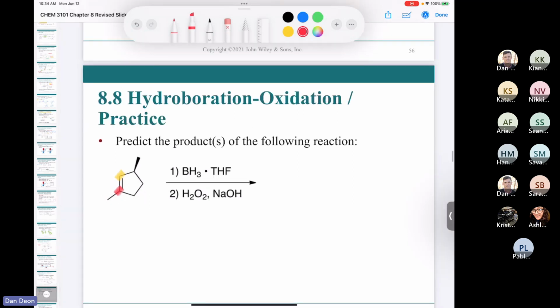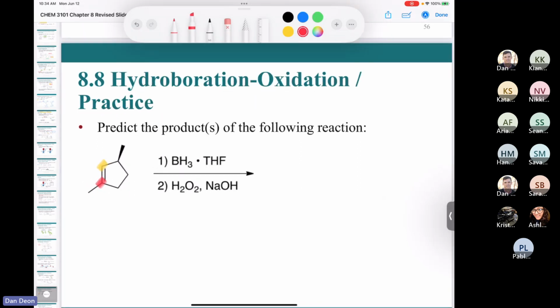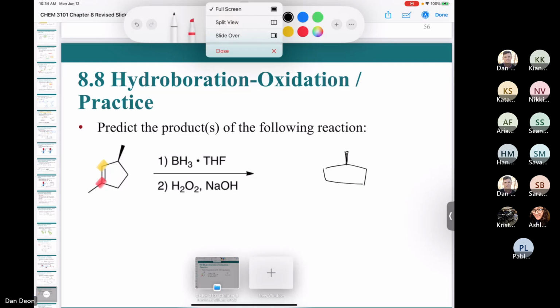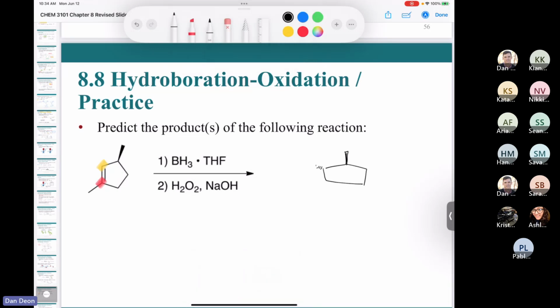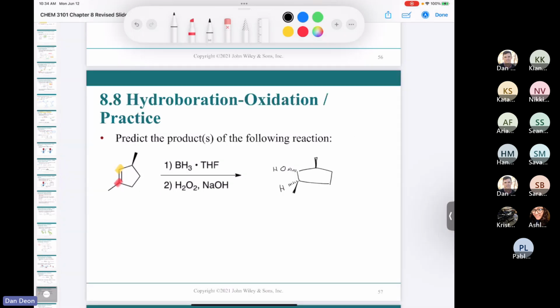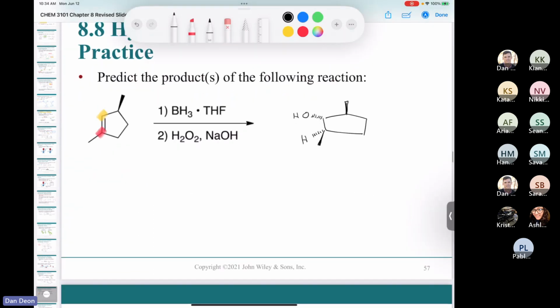So we get syn addition. Okay, so what's syn addition? It means that the hydrogen and the hydroxyl are added to the same face of the molecule. So we're going to end up with this. We don't touch this stereocenter. So I'm going to put the hydroxyl going down, okay, like this. And that would mean that this proton is going down and this methyl group is going to be going up, like that. Now, can I get the other syn product as well?